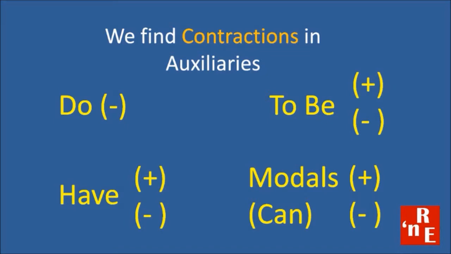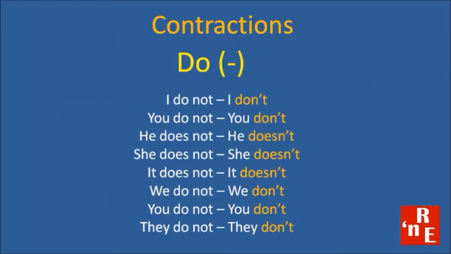These are the contractions for auxiliary do. Contractions are in orange color. Do not contracts like I don't. You do not, you don't. He does not, he doesn't. She does not, she doesn't. It does not, it doesn't. And finally the plurals, we don't, you don't, and they don't. I'm sure most of you know these contractions.